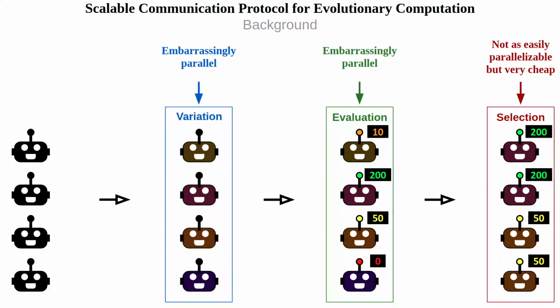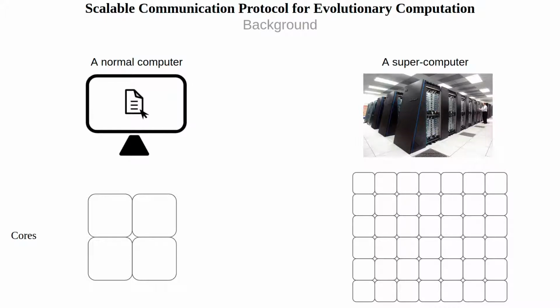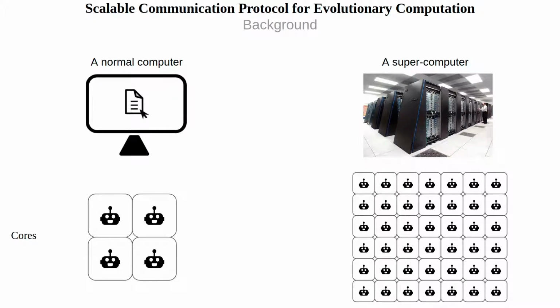Finally, for selection, we need to compare all fitnesses together, so we cannot distribute this workload as easily. However, comparing fitnesses is a very cheap operation, so it's not a problem at all. So coming back to our computers, for the normal computer, if we have 4 cores, we can work on 4 agents at once. But if we have dozens and dozens of cores, we can work on dozens and dozens of agents at once.